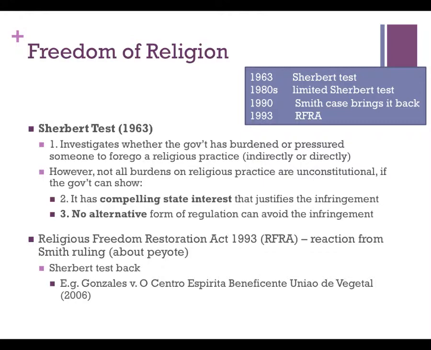So after the Smith decision, Congress passed the Religious Freedom Restoration Act, the RFRA. This was in 1993, and this reinstated the Sherbert test. So it sort of expanded the ability for religious freedom. An example of this case was Gonzalez versus O Centro. So the federal government seized sacramental tea, which actually had some illicit substance, it was some kind of drug, from a New Mexican branch of a Brazilian church.